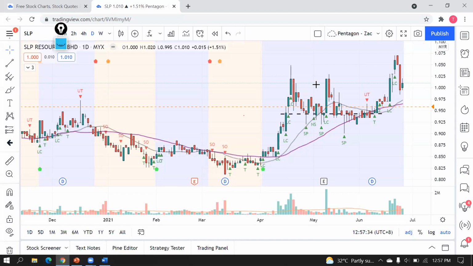Can show some pullback charts for the US and Hong Kong market. Can you give me a few stocks for me to look into, Sam? Maybe I go for two more stocks before we close.